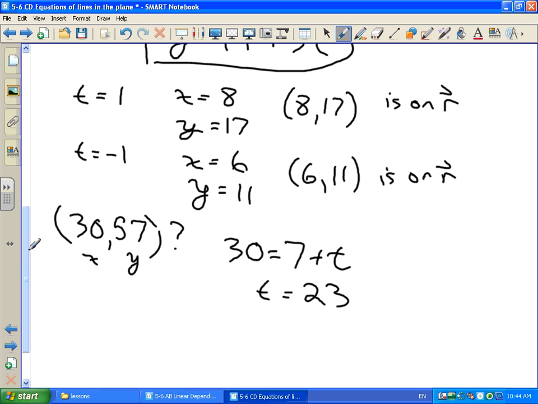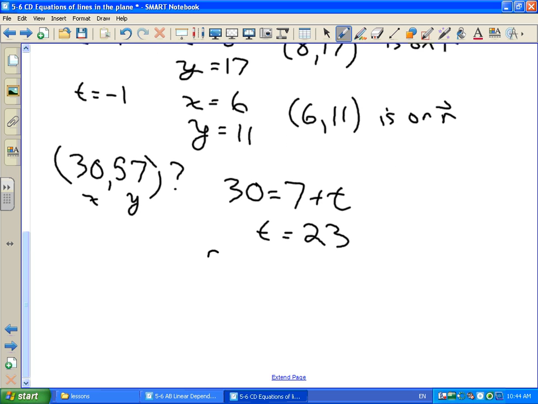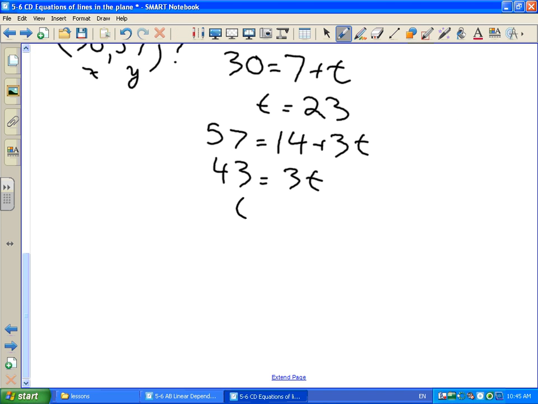So y equals 14 plus 3t. So our y is 57 equals 14 plus 3t. And we can work out what t should be here. So 57 minus 14 is 43. So this is telling us that t should equal 43 over 3, which is not the same thing as 23. So since these don't give us the same value of t, we can conclude that this point is not on the line.